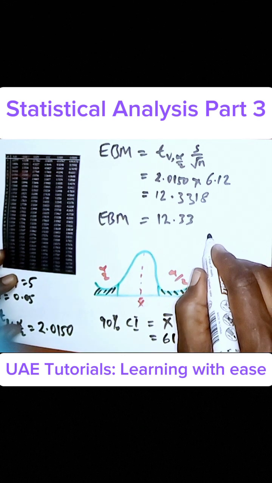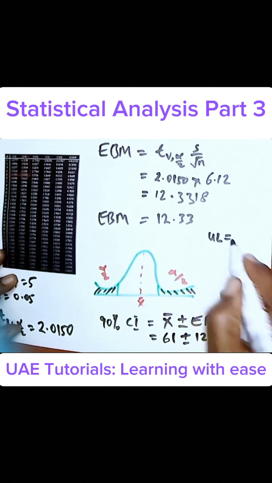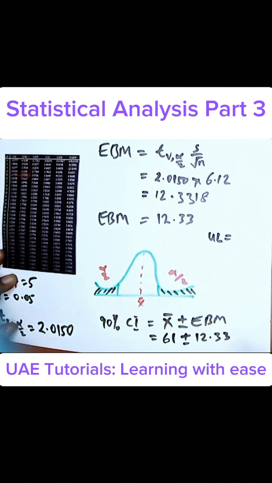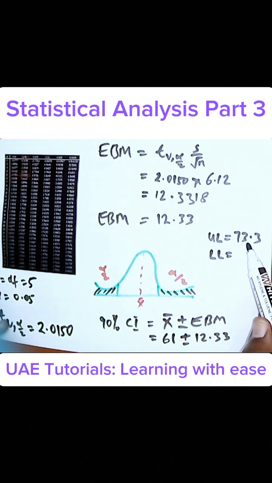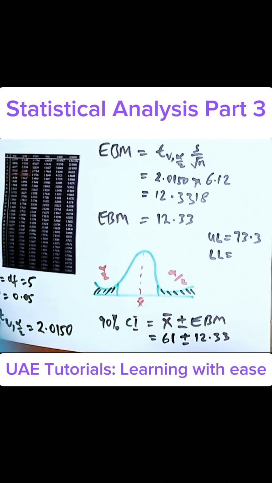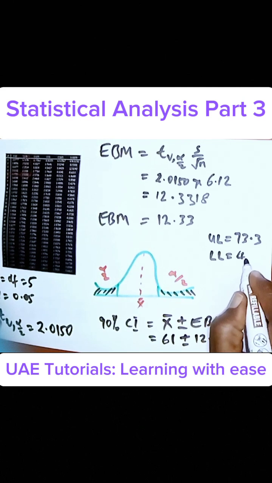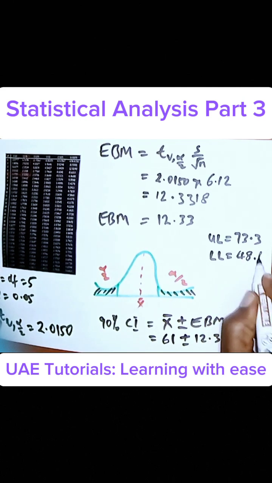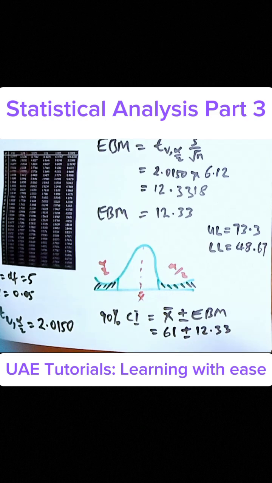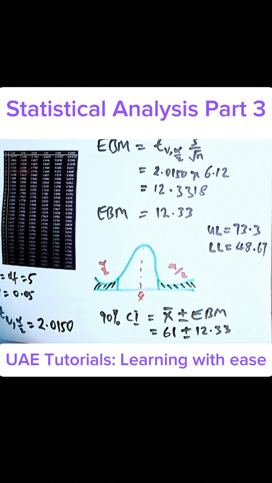So let me put it here. The upper limit of the sample mean will be 61 plus 12.33. Sorry, I wasn't recording. So the upper limit is 61 plus 12.33, which gives us 73.33. The lower limit will be 61 minus 12.33. So that gives us 48.67. These figures are very, very important.